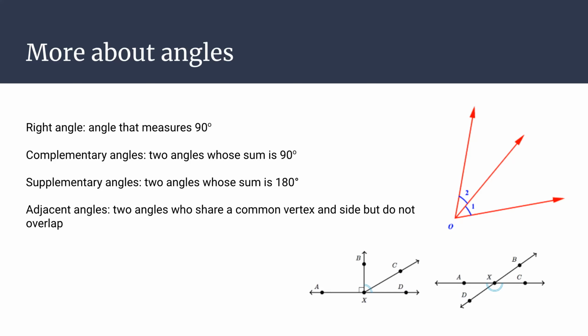And adjacent angles means two angles that share a common vertex and a common side, and they do not overlap. Just like in the graph here, this is an adjacent angle, and this is a complementary angle. This is the supplementary angle. Okay, next slide, please.